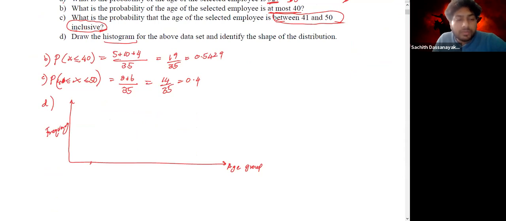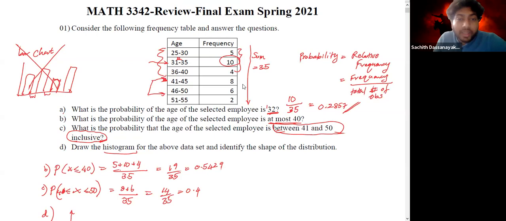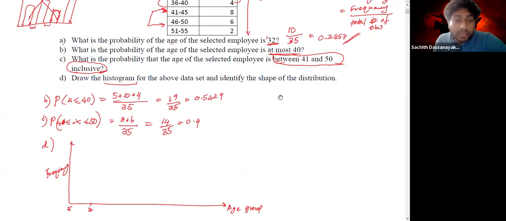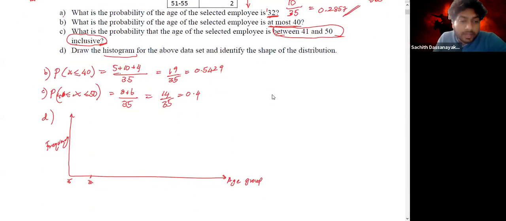How do you get 25 to 30? It is not 30, it's going to be 30.5. Why? You can see the gap between these two. The group ends at 30, but the next group starts from 31. So you can see the gap, just one. You have to fill that gap once you draw the histogram. So you have to find the middle value between 30 and 31. It is 30.5. That's how you fill the gap.